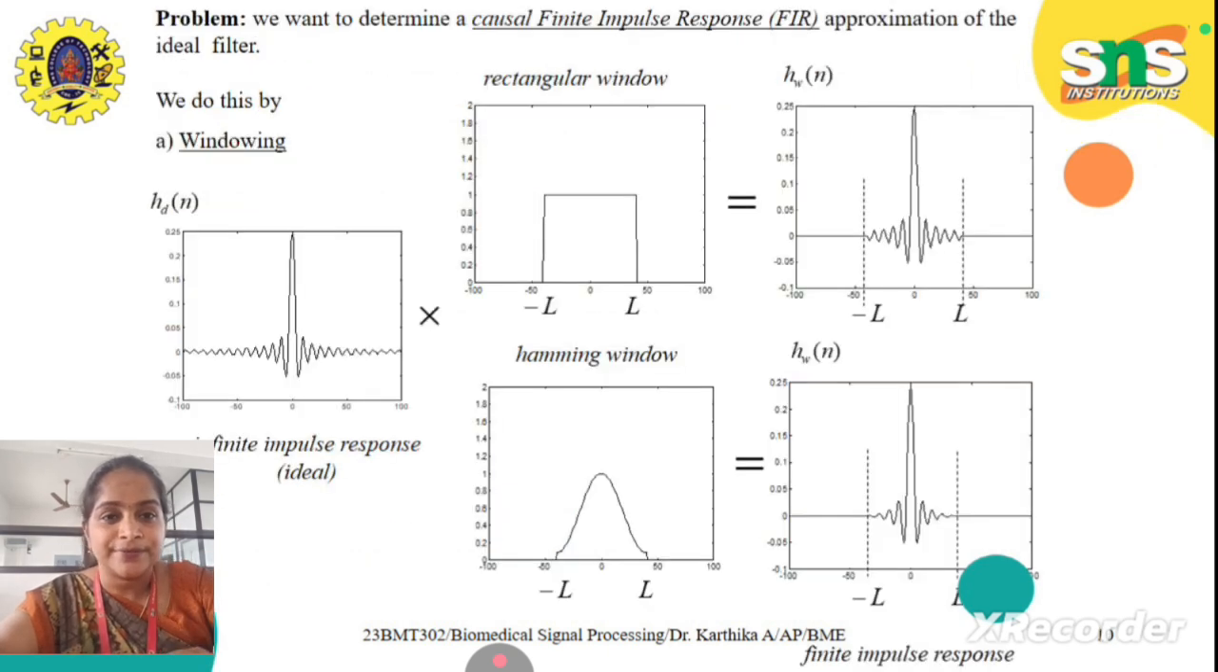And the next problem is to determine a causal finite impulse response filter, an approximation of the ideal filter. We'll see this in the next class.